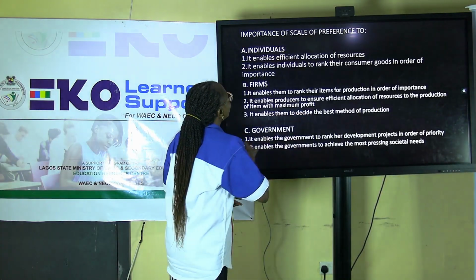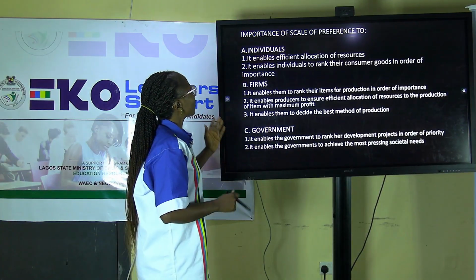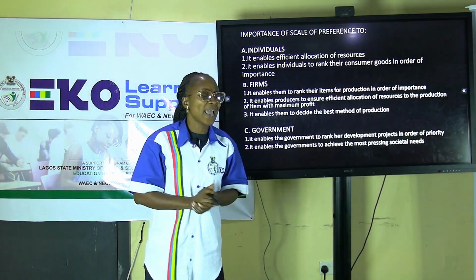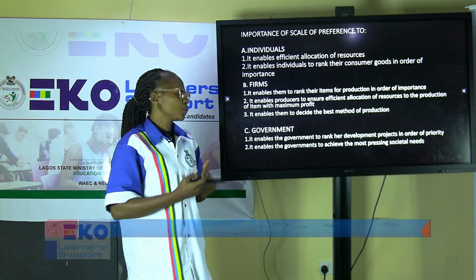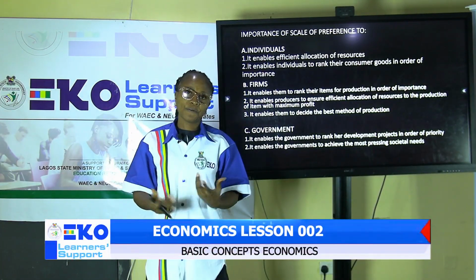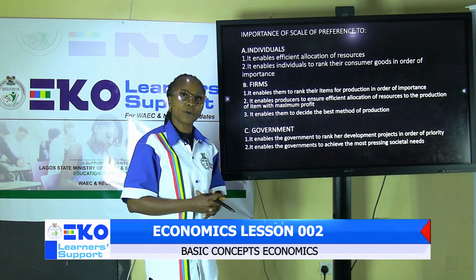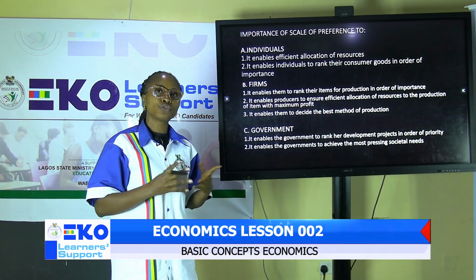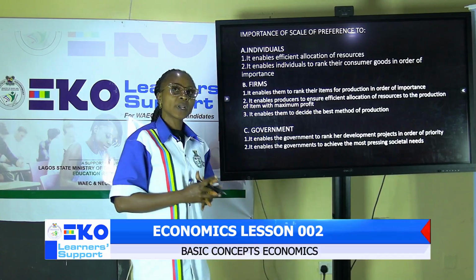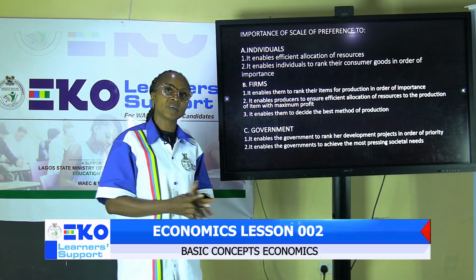That takes us to the next one. Now, we need to know the importance of scale of preference either to individual, to the government, and to the firm. Let's take a look at the importance or the functions of scale of preference. Why do we need to choose or to pick the most important items out of the competitive one?